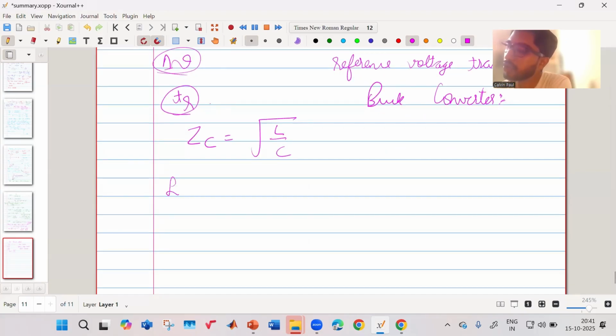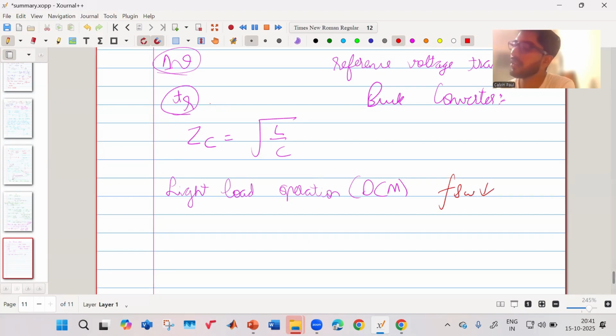Another thing is what is known as your light load operation, where it sometimes functions in DCM. So in light load, what we want to do is reduce your switching frequency. If you reduce your switching frequency, what you are effectively reducing? You are reducing your switching losses. To do that, one technique known as constant on-time control is very useful.